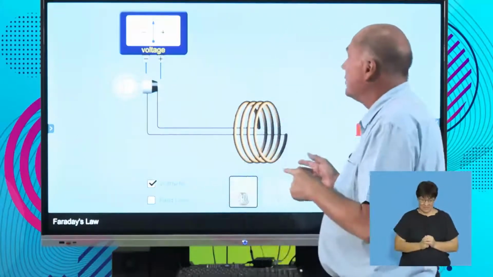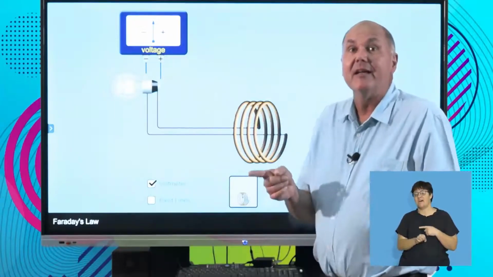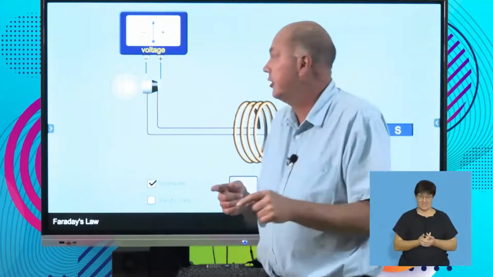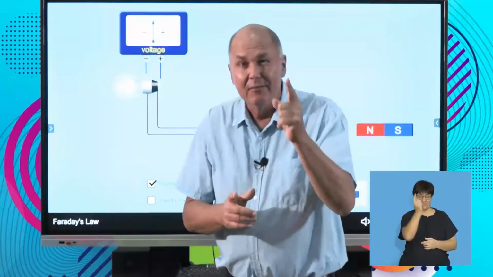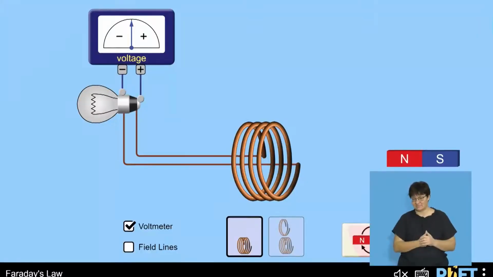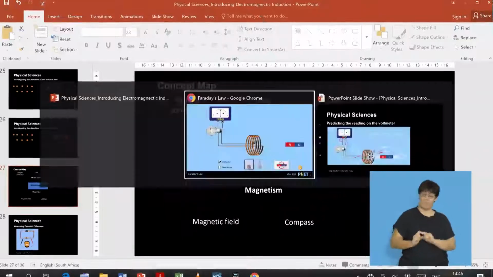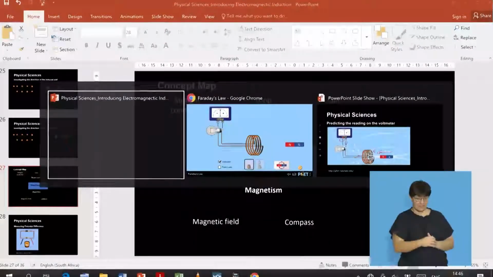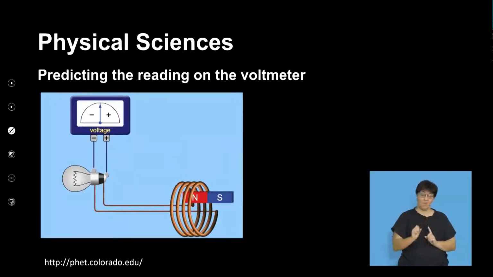And if it goes to the south pole, then we'll be able to see which way the current is going. The current will go in the opposite direction. In other words, it will go in at the positive and out at the negative. But let's make sure that we've got that, and we're going to have another look at it. So let's go back to our original diagram.